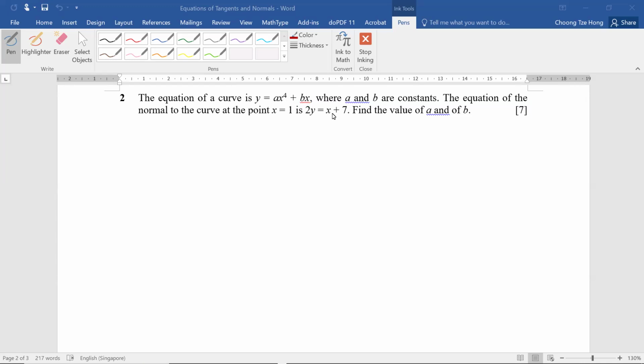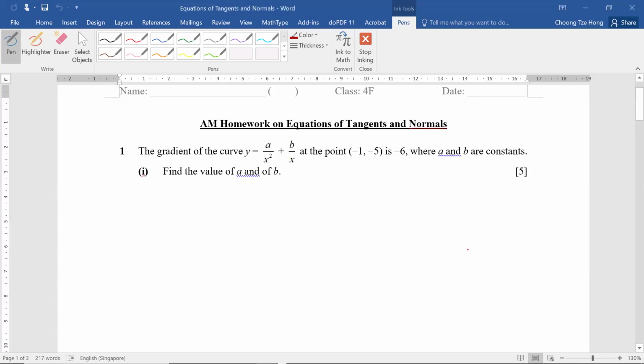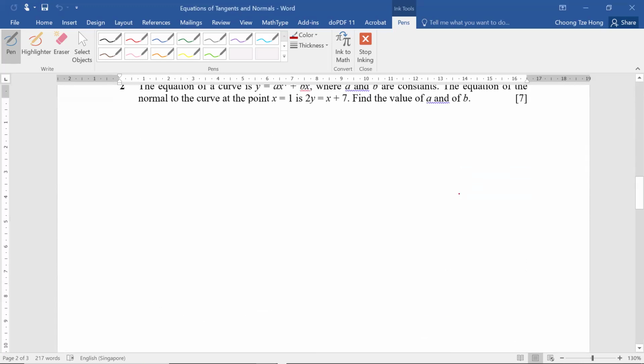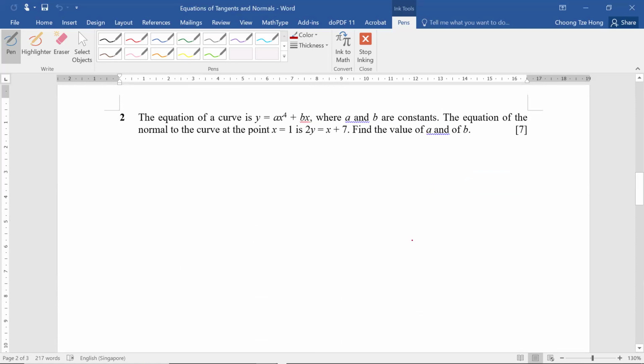Okay, I don't know how the curve is going to look like, so I'm just going to draw a random curve. Right, so we're going to draw a random curve like this. Okay, so let's say this one is the point where x equals to 1. Okay, so x equals to 1. Okay, I don't know the y coordinate.